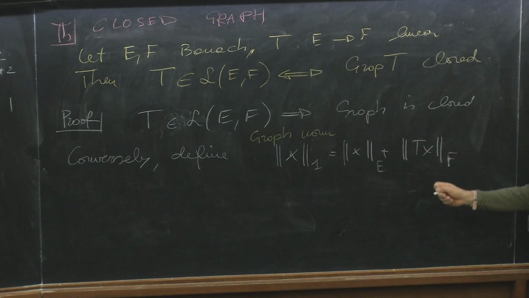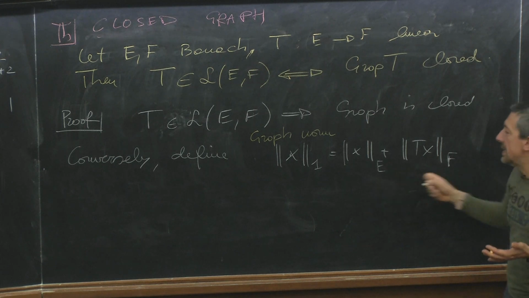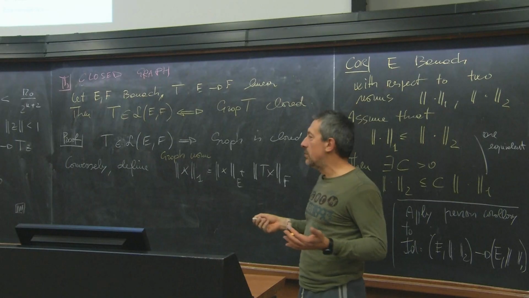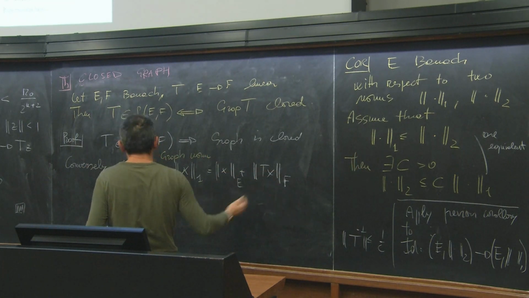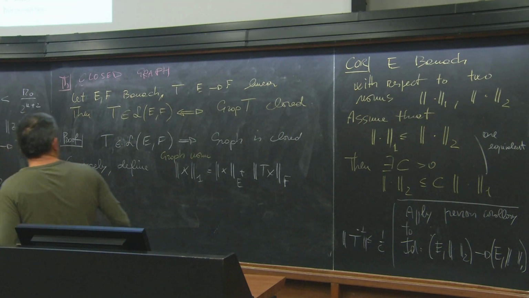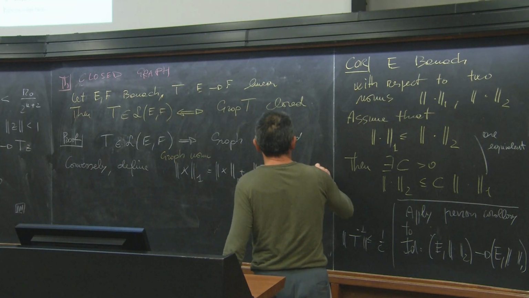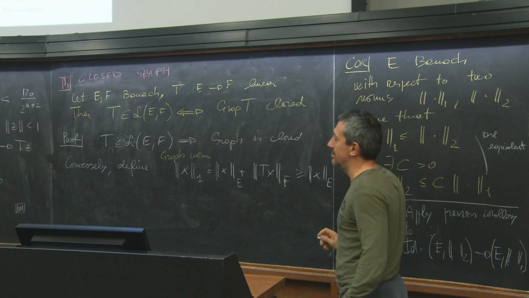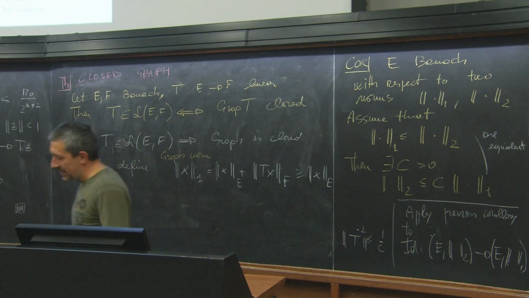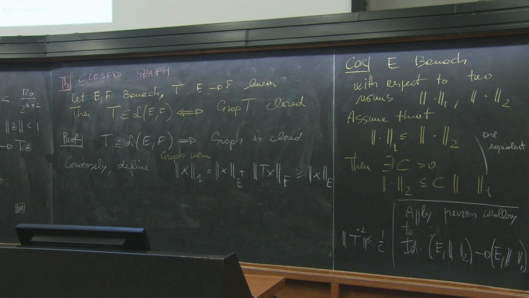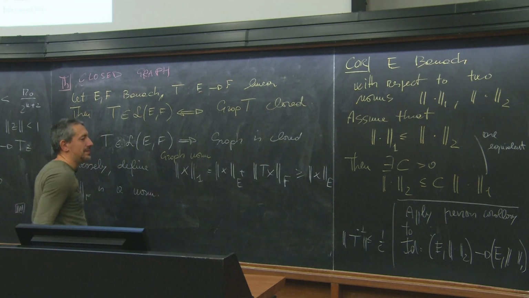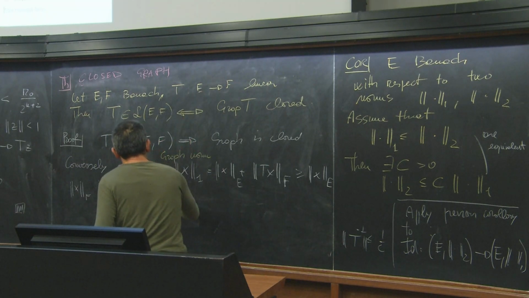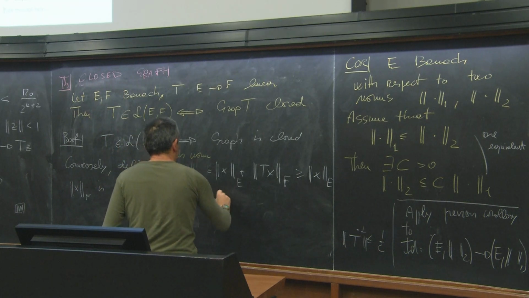Okay, very often, as I said two days ago, I'm not writing which are the two norms when it is clear. And here I write just for definiteness, but clearly the norm of Tx is in F. And this guy is clearly greater or equal than the norm of x. Okay? So now I'm saying that this new norm is a norm making E Banach.